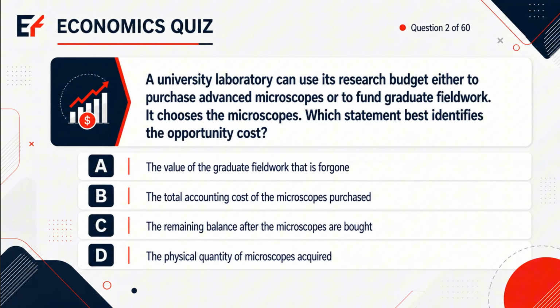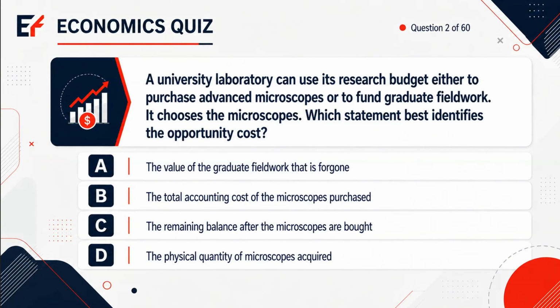Question 2. A university laboratory can use its research budget either to purchase advanced microscopes or to fund graduate fieldwork. It chooses the microscopes. Which statement best identifies the opportunity cost? A. The value of the graduate fieldwork that is forgone. B. The total accounting cost of the microscopes purchased. C. The remaining balance after the microscopes are bought. D. The physical quantity of microscopes acquired.